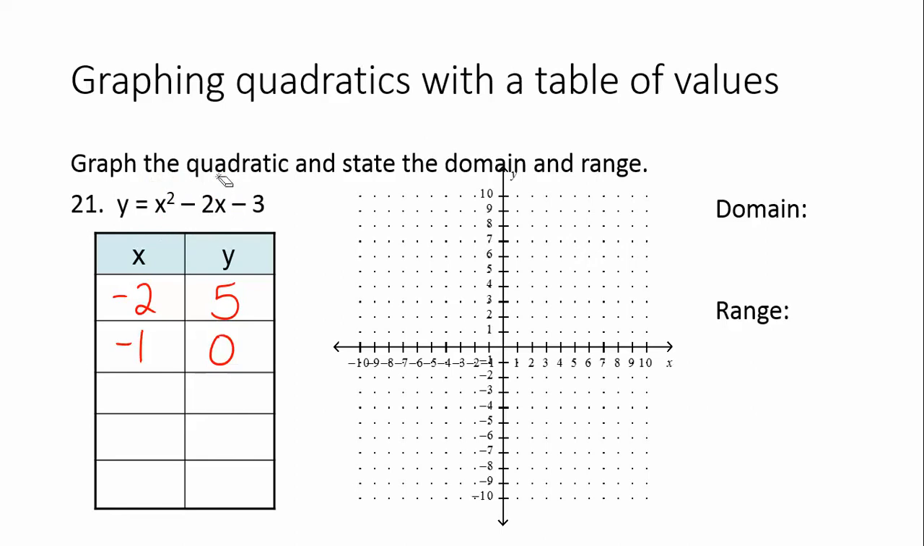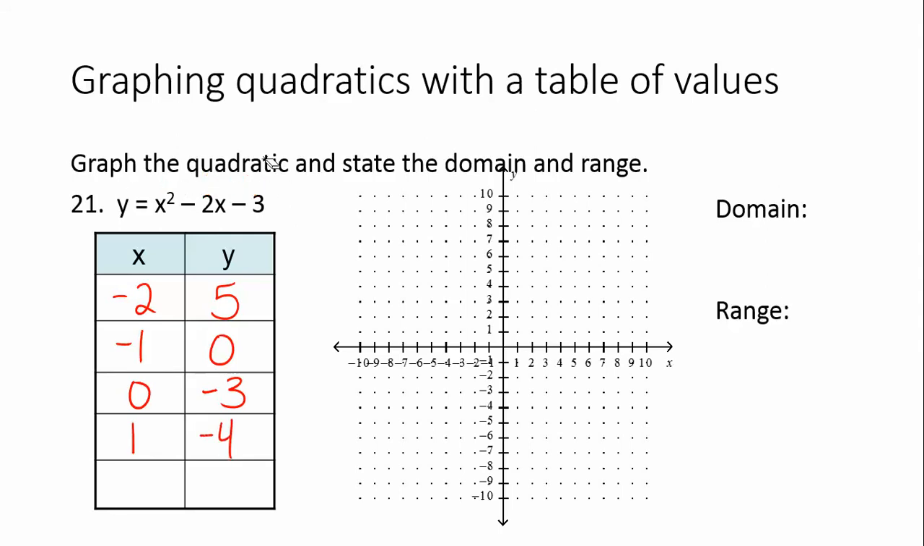Now I'm going to plug in a 0. That's the easiest one to plug in. When I plug in a 0, this is 0 and this is 0, and I just get -3. Now I'm going to plug in a 1. 1 squared is 1, minus 2 times 1 is 2, minus 3. So 1 minus 2 is negative 1, minus 3 is negative 4.